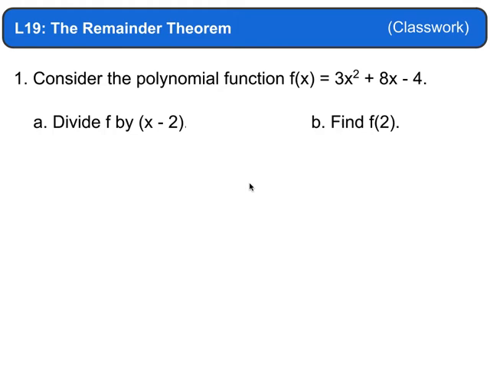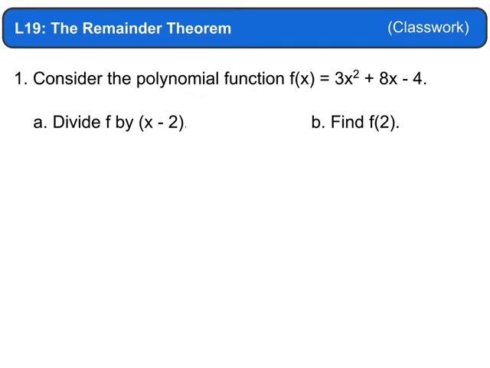This section is going to be called the remainder theorem. It says to consider the polynomial function 3x squared plus 8x minus 4. They want us to divide the function by x minus 2, and they want us to compare it to what we get if we were to plug x equals 2 into the equation. So we'll start by doing the division.